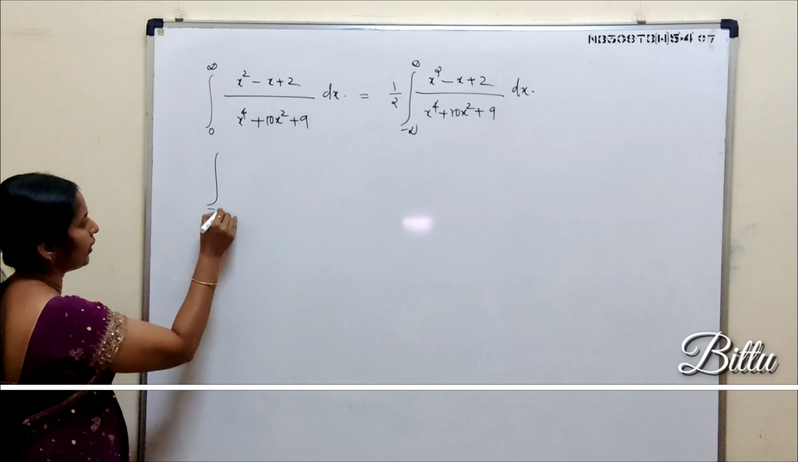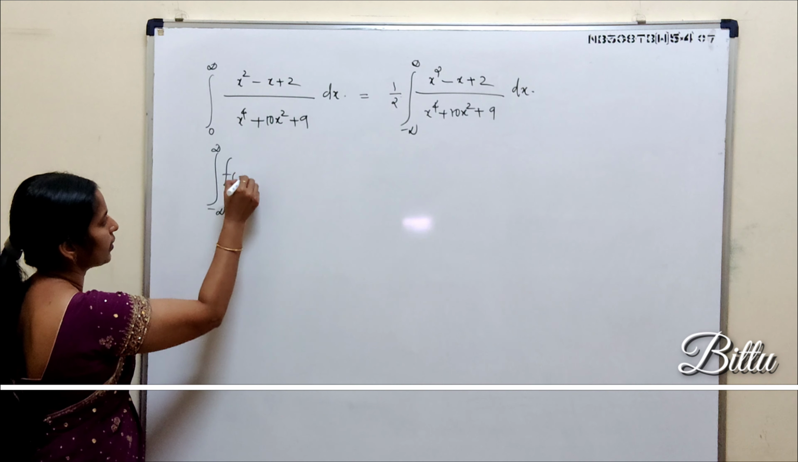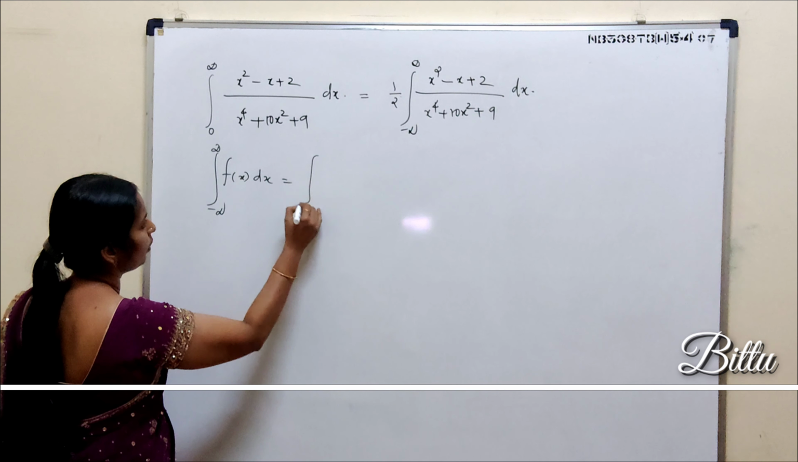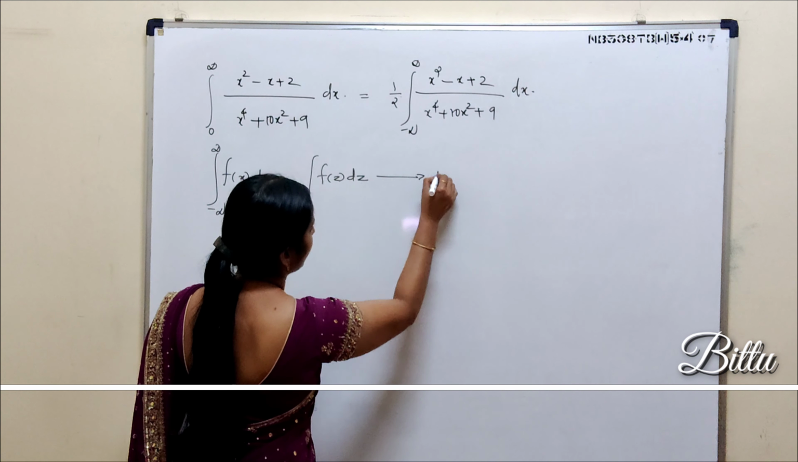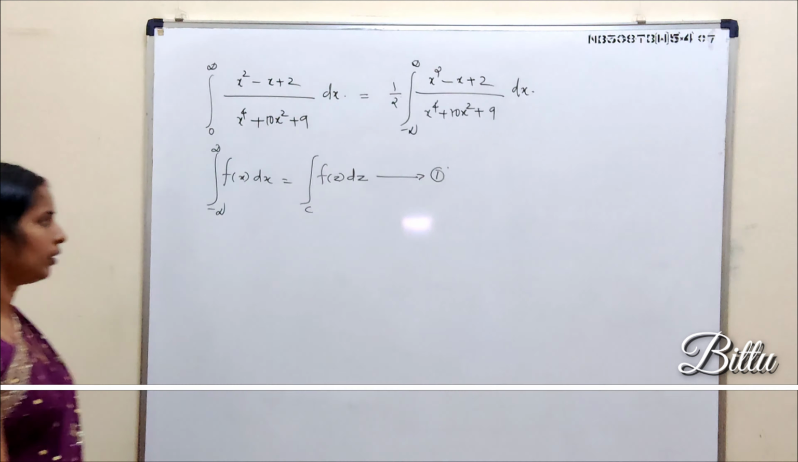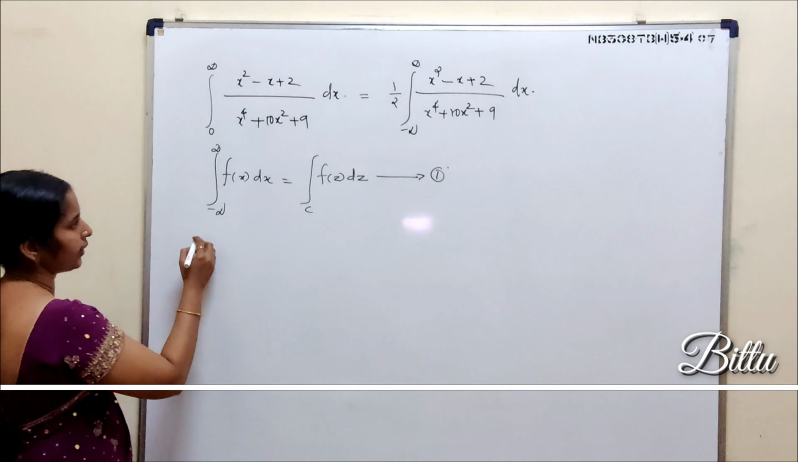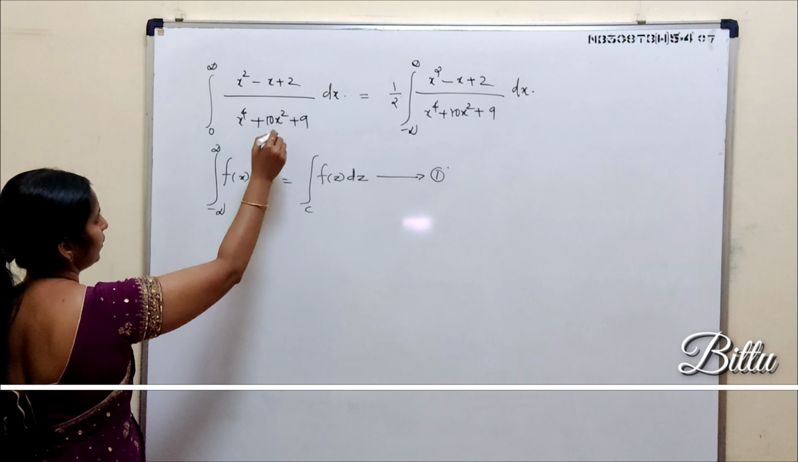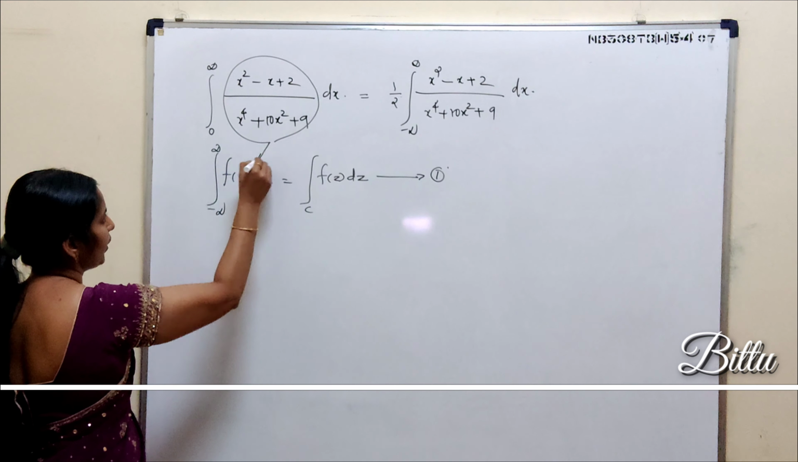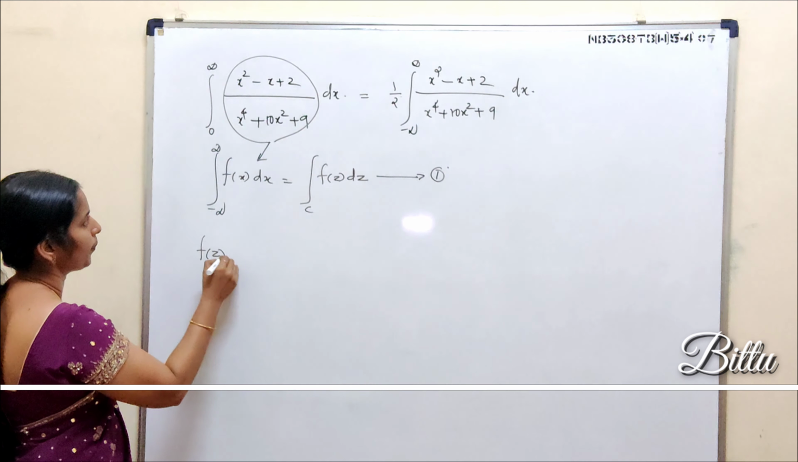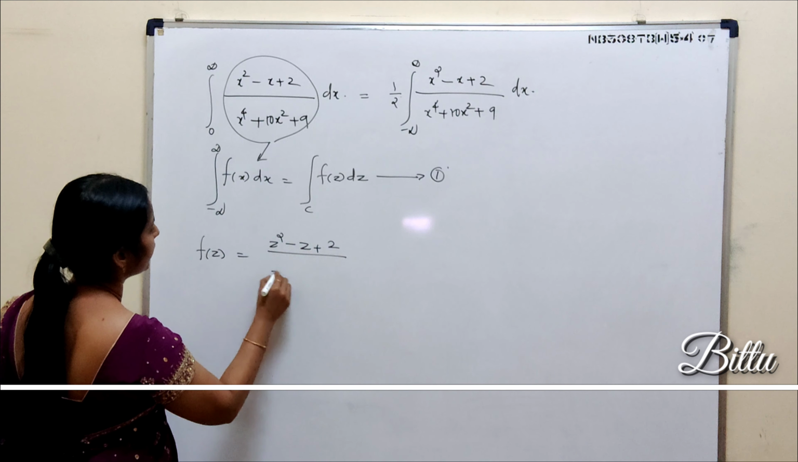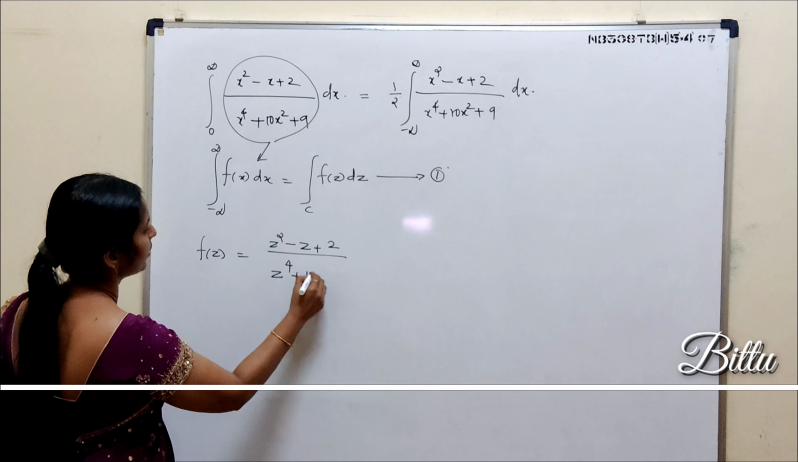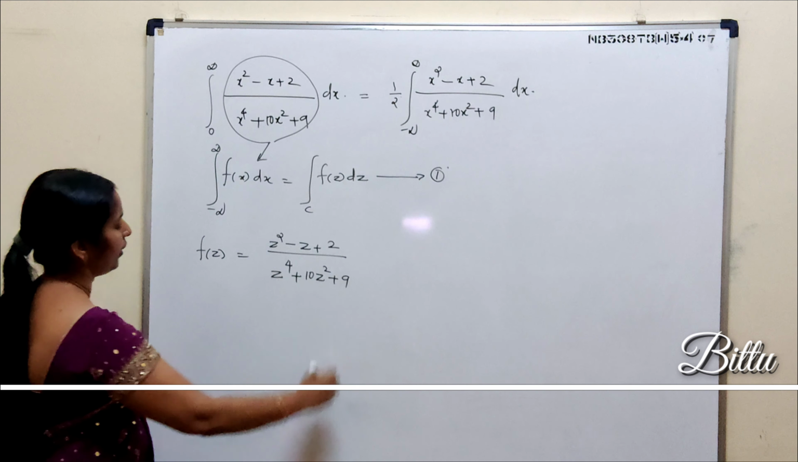We have integral minus infinity to infinity f(x) dx is integral over C f(z) dz. That is equation number 1. So you take f(x) as the given function. Let this function be f(x). So f(z) is (z squared minus z plus 2) divided by (z raised to 4 plus 10 z squared plus 9).